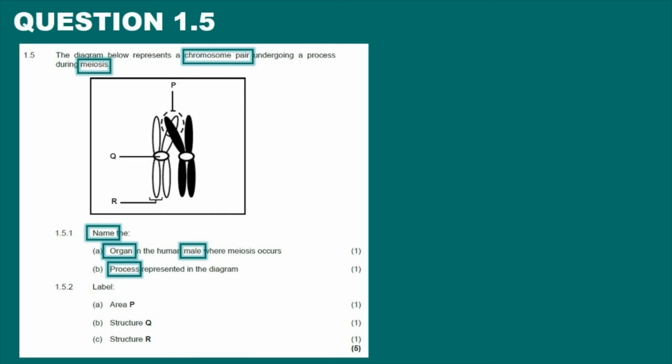Then question 1.5.2 is very simple because it's just labeling. This is something you just had to study. Area P is indicated with a dotted line, making a circle around the area, and then structure Q and structure R.